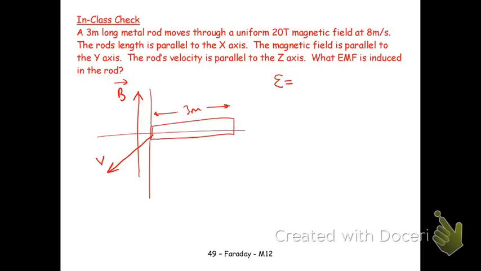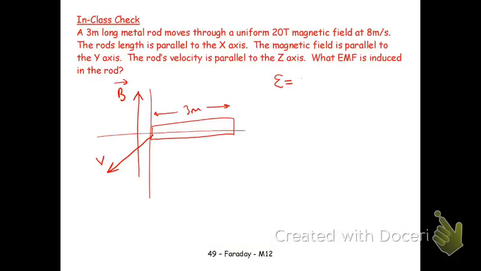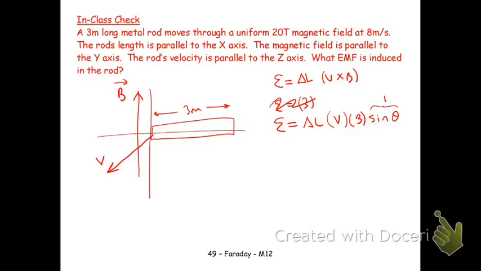So what was it? It was V L cross B, was it? Let's go back. It was L V cross B, sorry. So it's delta L V cross B. So E is equal to 3. And let's just do one more step. So E is equal to delta L V B. It's a cross product, sine of the angle between, which in this case is 90, which is 1.